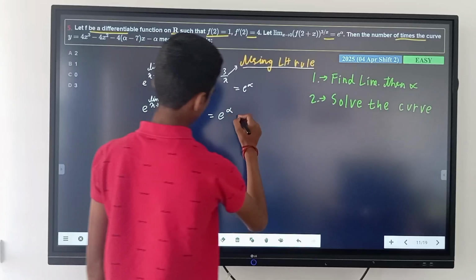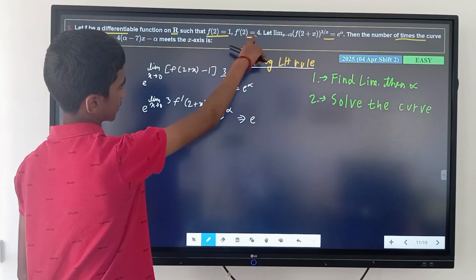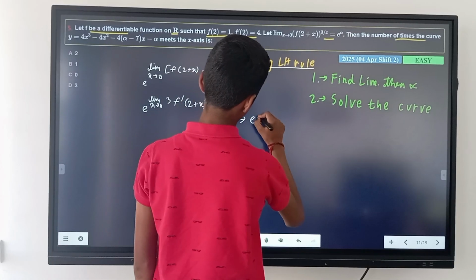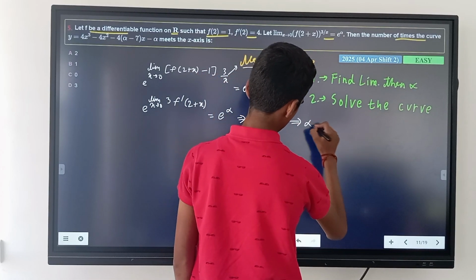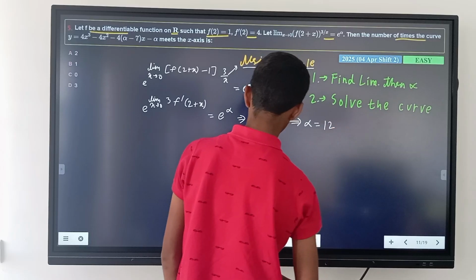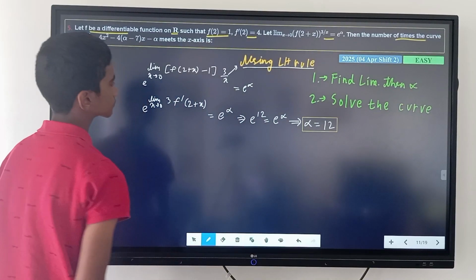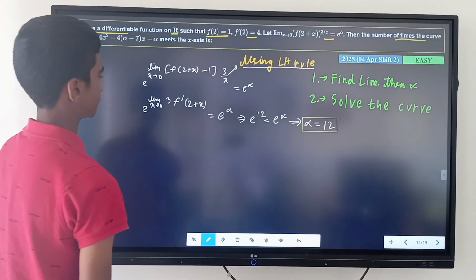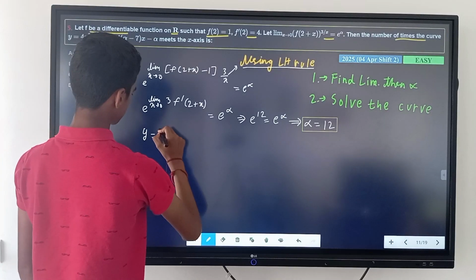From here, we will get e raised to power 3 times f dash 2. F dash 2 is 4. So e raised to power 12 is equal to e raised to power alpha. From here, alpha is equal to 12. Here we have alpha is equal to 12, so our y will be equal to.